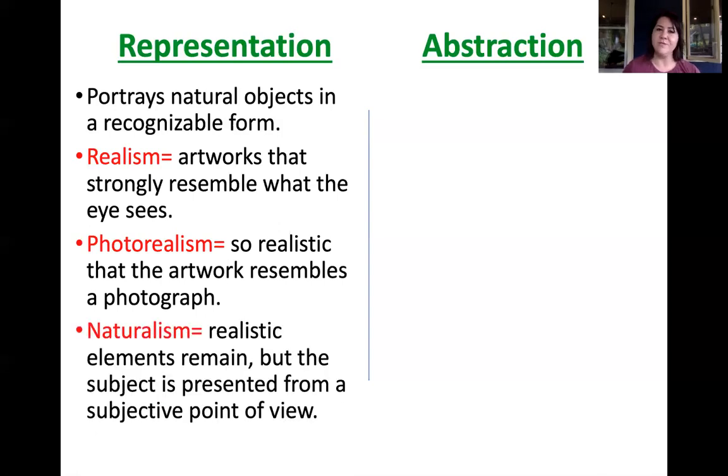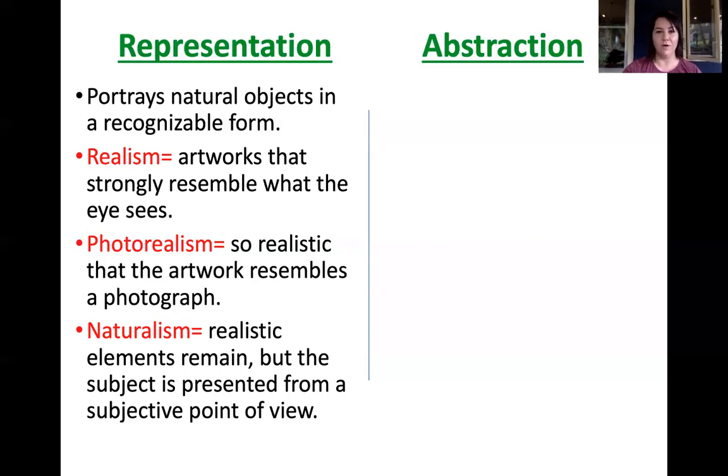And naturalism. This one is a little bit more subjective than the other two. This is where realistic elements remain in the artwork, but the subject is really presented from a subjective point of view of the artist. And there are certain points to observe when we're looking at this. I've got an example of a work of naturalism that we're going to look at in a moment.